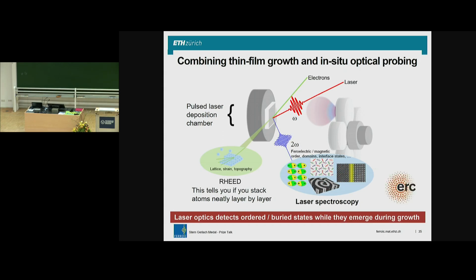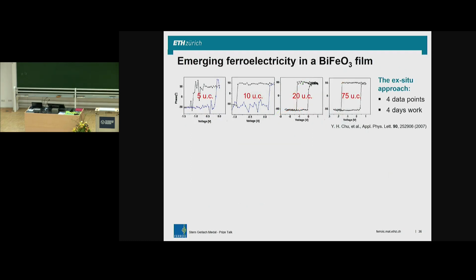We send light onto the target, and we see the very moment when it gets ferroelectric or magnetically ordered or whatever. That is actually what this grant was awarded for, and in the end we even got some money to build a prototype that in principle could be sold sometime in the future, along with RHEED, as an in-situ detection technique for thin film growth. So here's an example of what I mean.